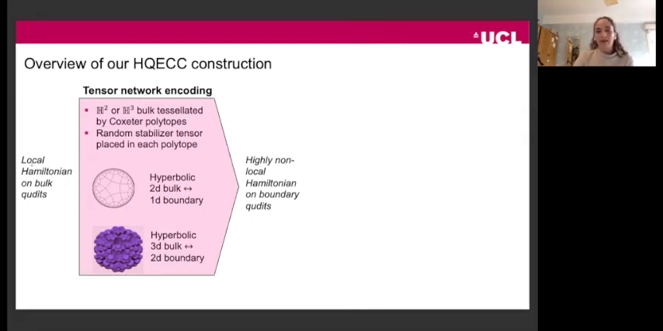And the first step is to apply the tensor network encoding, where we can have a 2D or a 3D bulk, which is tessellated again by Coxeter polytopes. So we're inheriting all of the geometry and structure that Tamara and Toby worked out in their earlier paper. Again, just to remember how gross those pictures looked. Yeah, and after applying this tensor network encoding, we've gone from a local Hamiltonian on bulk qubits to a highly non-local Hamiltonian on our boundary qubits.